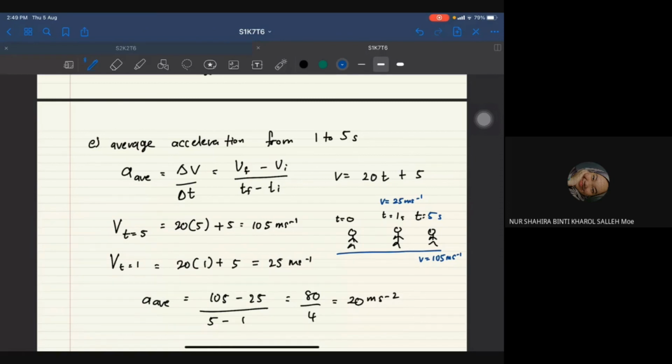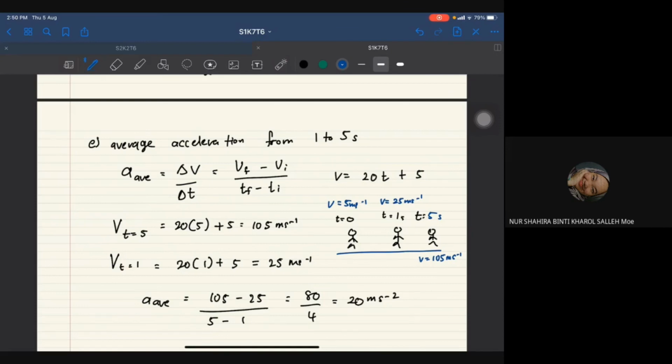Okay, tak apa. When we substitute this equation, ini adalah equation V tadi tu lah, di atas ni. When t is equals to 0, the object is actually moving because we still get V equals to 5. So that means it still moves to the right, but initially it's not that fast lah. And then the person accelerates from 5 meter per second to 105 meter per second. So this is the physical meaning.